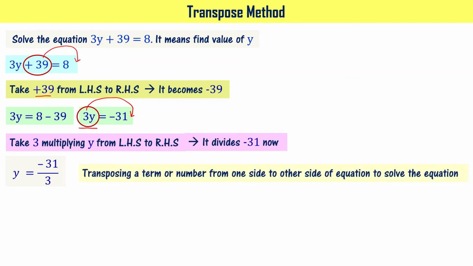Transposing a term or number from one side to other side of the equation to solve the equation is called transpose method. Okay, what we have done is we have been transposing a term or a number from one side of the equation to the other side of the equation. In this particular case, we have applied both the times transposing from LHS to RHS. But based on certain problems, you may be doing the other way also. You may be transposing from RHS to LHS also.